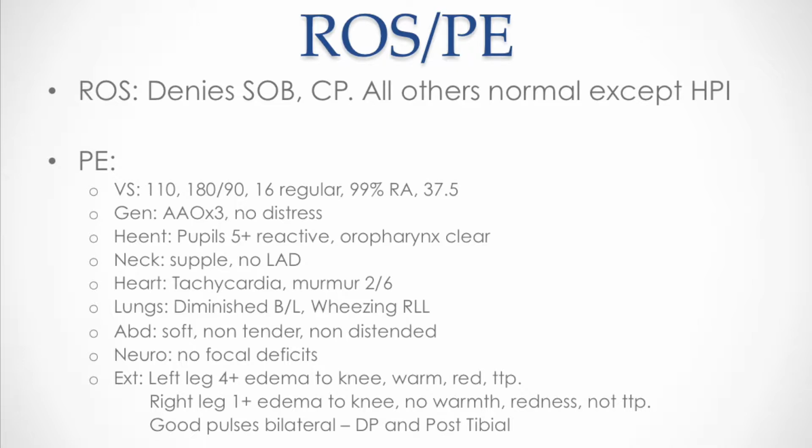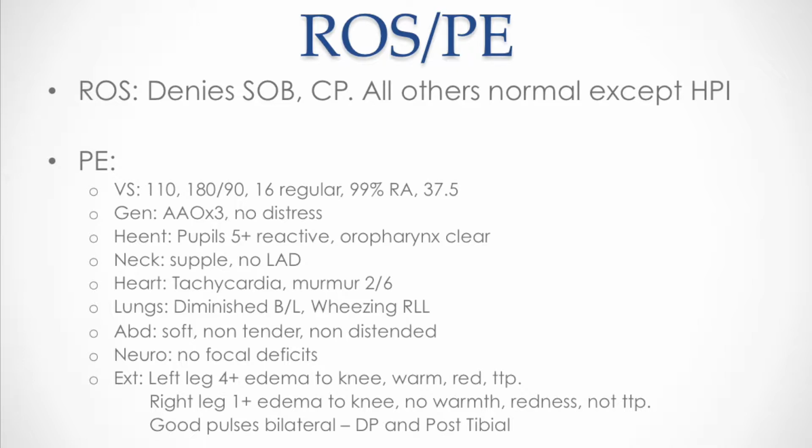Physical exam: patient's vital signs are 110, tachycardic, 180/90, hypertensive. Respirations are 16 and regular. Patient is satting 99% on room air. Temp is 37.5. General exam: patient is alert, awake, oriented times 3 and in no distress. HEENT: pupils are 5+ reactive and oropharynx is clear.